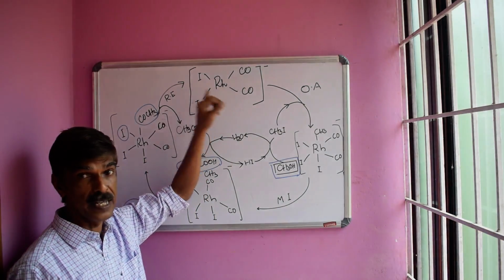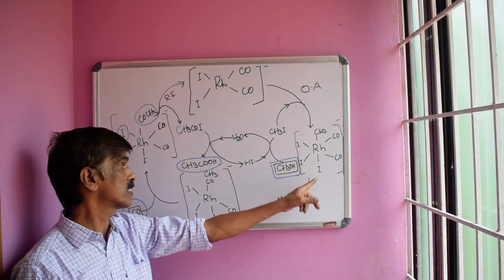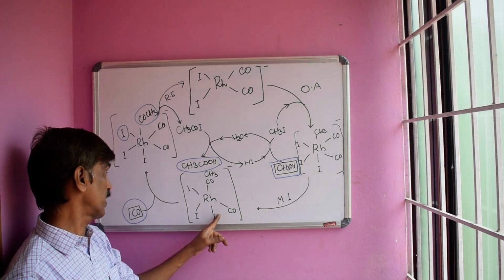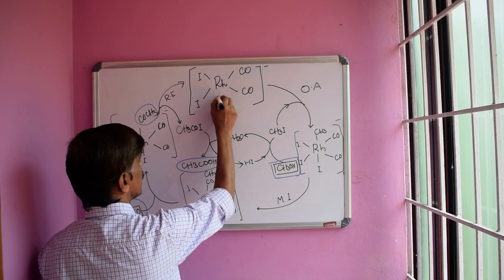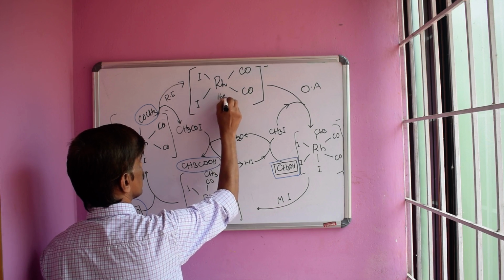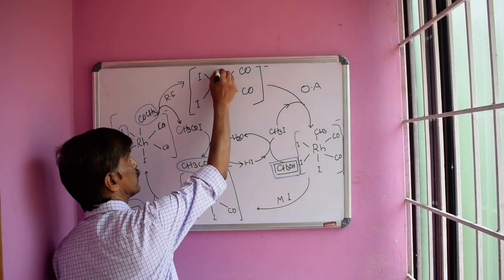The first compound is a 4 coordinate complex, this is a 6 coordinate complex, this is a 5, and it is converted to 6 again. You can see that this is a 16 electron species. That is a rhodium 1. This is rhodium 1.